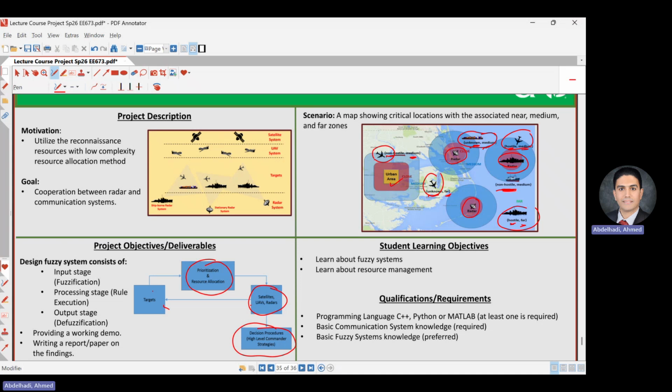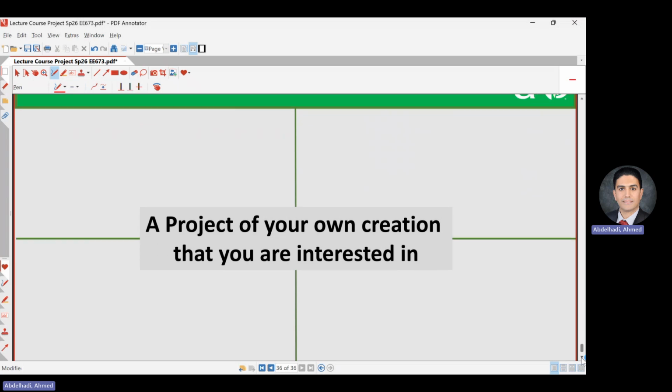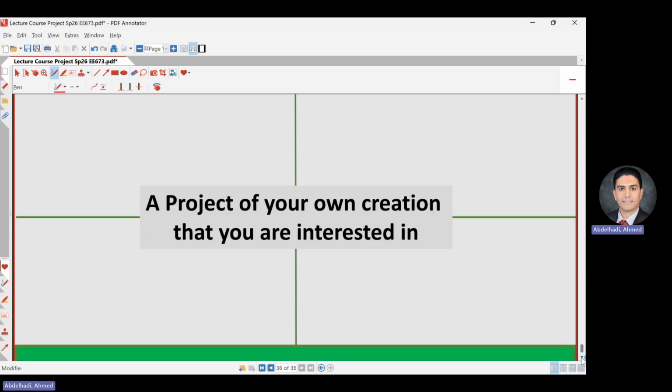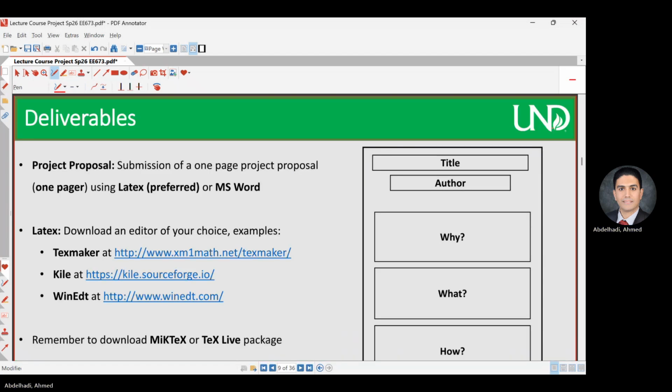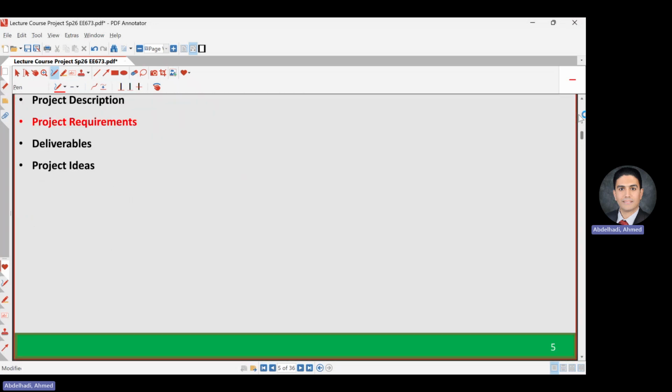All right, so this is my last project for the project ideas. Of course, a project of your own creation will actually be more recommended. You just need to provide a good justification. Again, a good one-pager and one good quad chart. Now, I did update the details and instructions for the submissions, so it's clear for everybody what needs to be done.